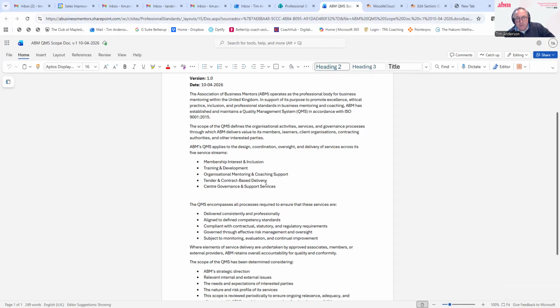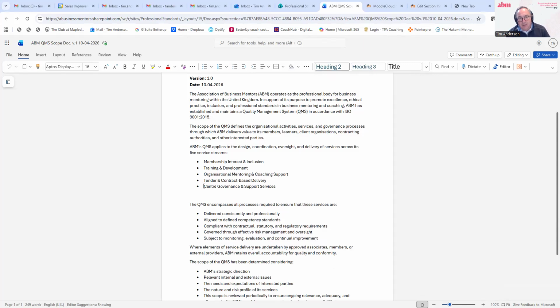Our tendering and contract-based delivery, probably what needs to be added to that is partnerships. So we've got the new partnership person coming on board, but we're also looking at bids, etc. And then obviously the fifth area is our central governance and support services. So this is making sure that the support services, the IT infrastructure, the processes, the billing, the governance, the support by the accountants, etc. All of those things are there to support us.